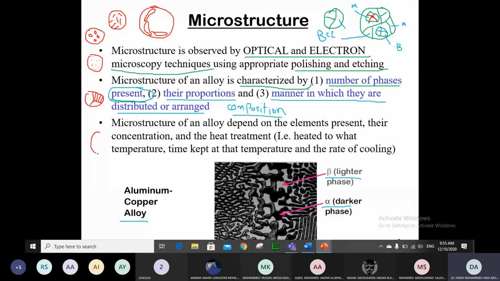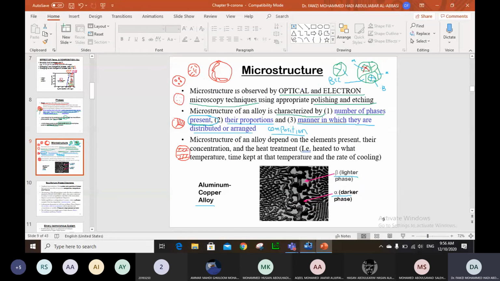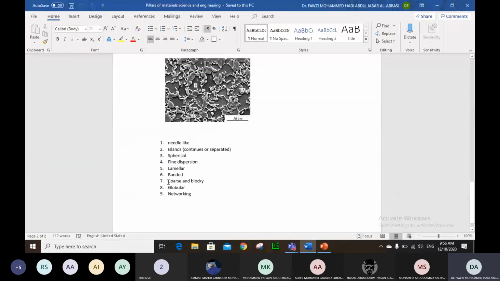You could be having banded microstructure. Banded, and you could be having the phase having bands like this. This is a phase, and this is another phase here, and in between other phases, this is a phase. You could be having banded type of microstructure there. Each of these basically has different effects on the microstructure.